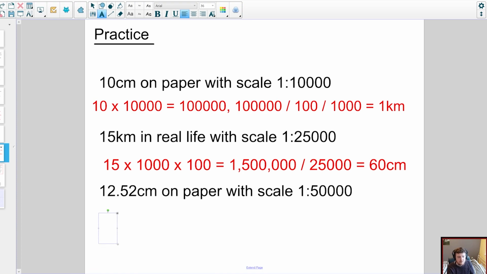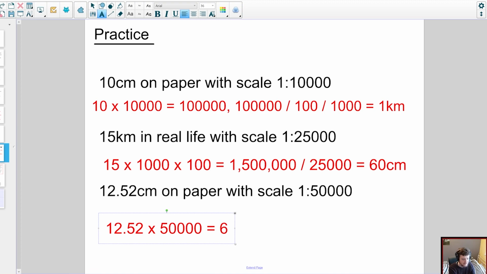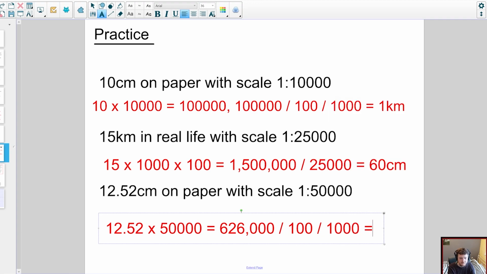Finally, we have 12.52 centimeters on paper with a scale 1 to 50,000. So we're going to do 12.52 times by 50,000 equals our answer. And I would always write the method bits down just in case you make a mistake. You might pick up some follow-through marks. It's 626,000. Then divided by 100, divided by 1,000 equals 6.26 kilometers in real life.